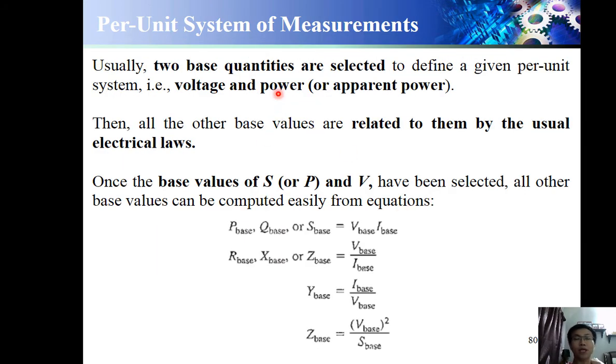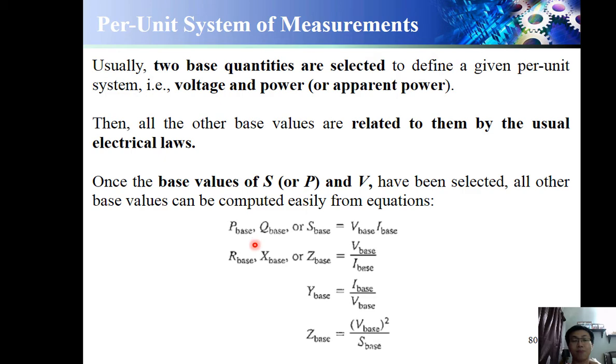Usually two base quantities are selected to define a given per unit system, since a system has a lot of parameters. The problem is how we start to convert everything to the per unit system. There's a rule of thumb: two base quantities must be selected. Usually we select the voltage and the power, or apparent power S. Then all the other base values are related to them by the usual electrical laws.